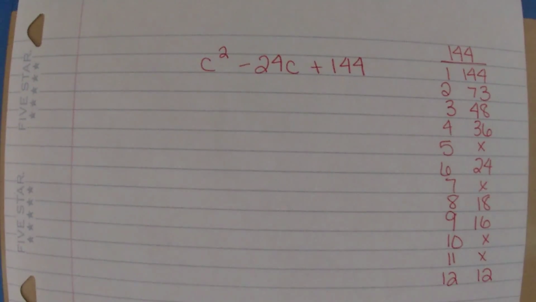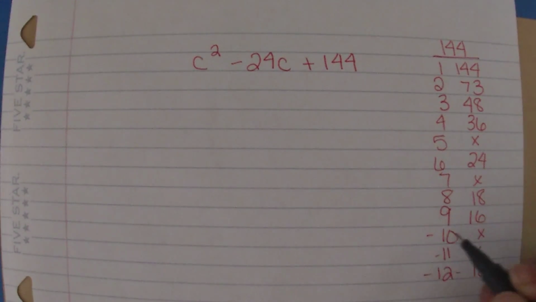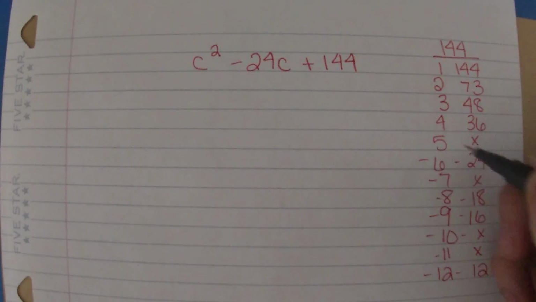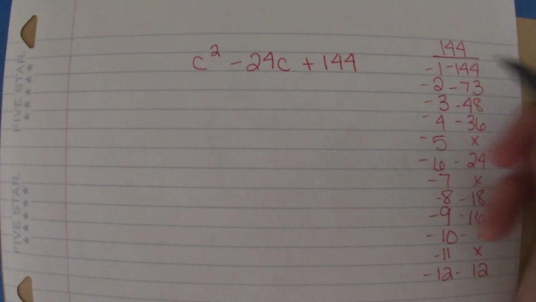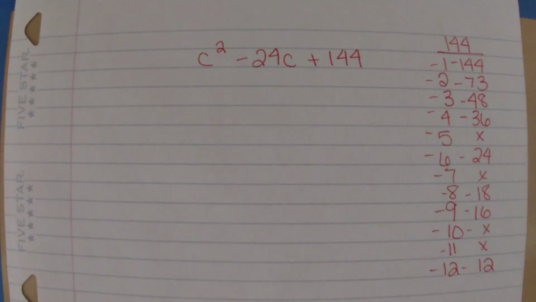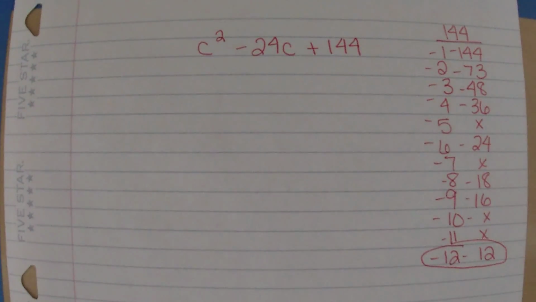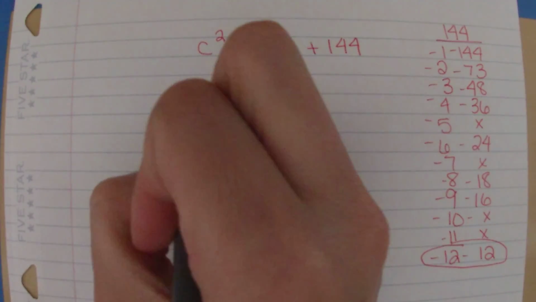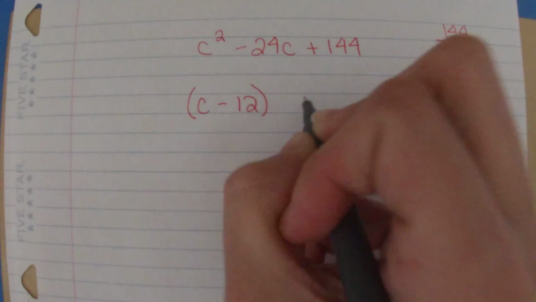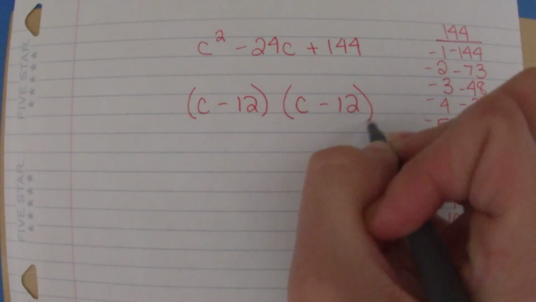Okay, we have a negative followed by a positive. So in this situation, we want 2 negatives, right? So we need all of these to be negative. And then we want the set that will add up to negative 24. So now if we go there, you might have to check in a calculator, but that's our negative 12 plus our negative 12. This is a situation where we can use the shortcut because A is equal to 1, so we're set there. So we'll do a C minus 12 and a C minus 12.